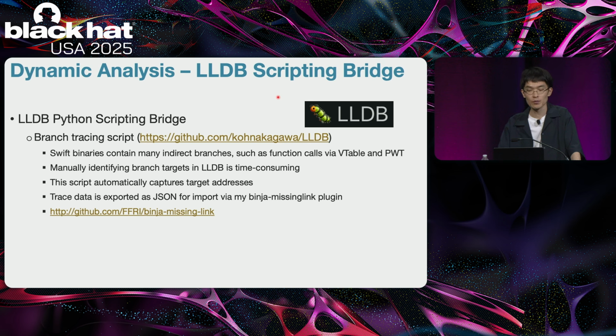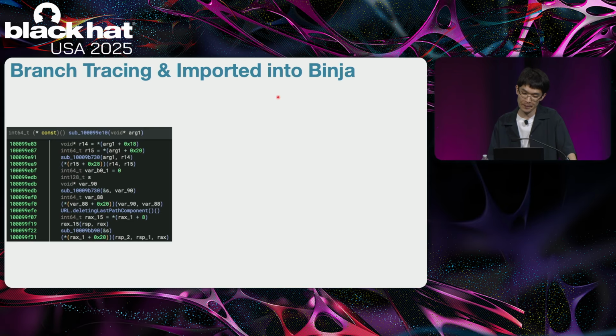I also developed dynamic analysis tools to help in Swift reversing. Swift binaries contain lots of indirect branches, such as calls through variables and PWTs, and resolving the branch targets manually using LLDB can be tedious. My LLDB script captures these branch targets and exports them as a JSON file. The exported data can be imported via a Binja plugin.